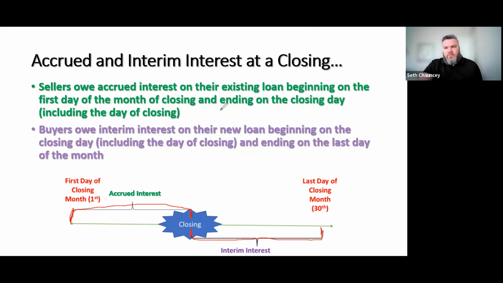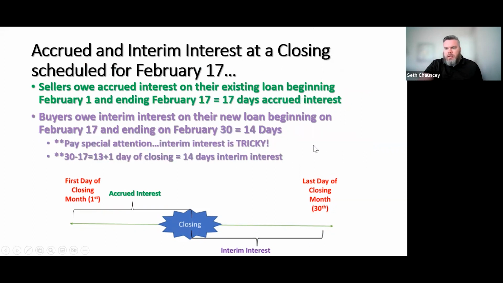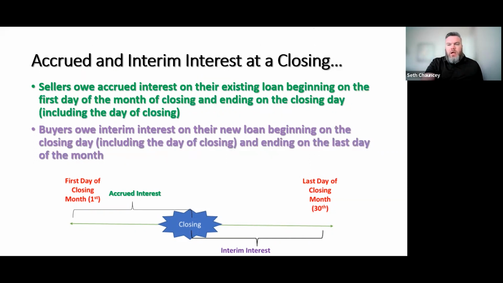Now, this is where I'm going to skip some of the slides because, once again, there's a lot going on with this. Before I go there, let me just explain something to you. When we're dealing with interim interest and accrued interest, we are charging them daily amounts of interest. So folks, how do you think we figure out how much they have to get charged each day? Divide the interest by 30. By what? 30 days.